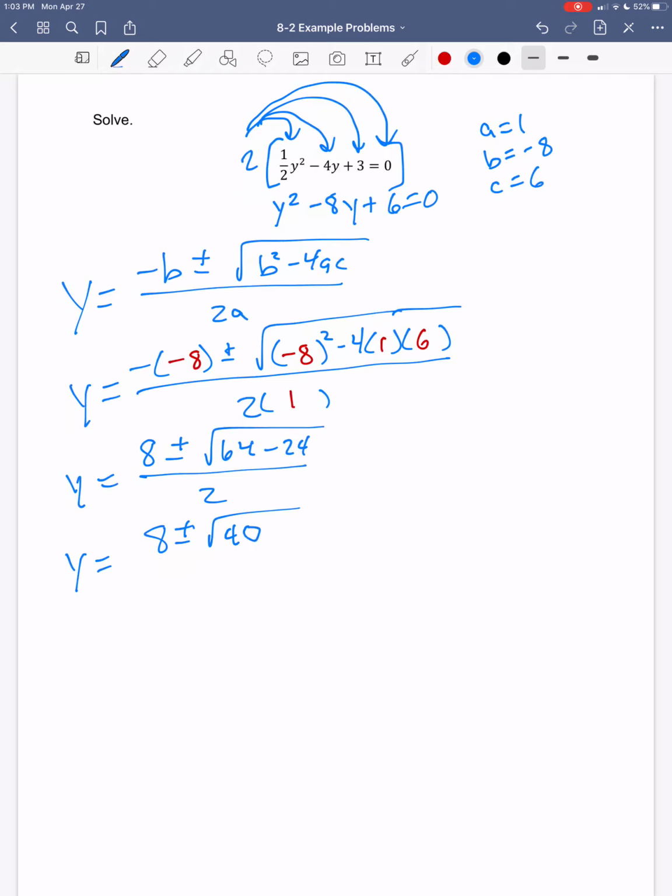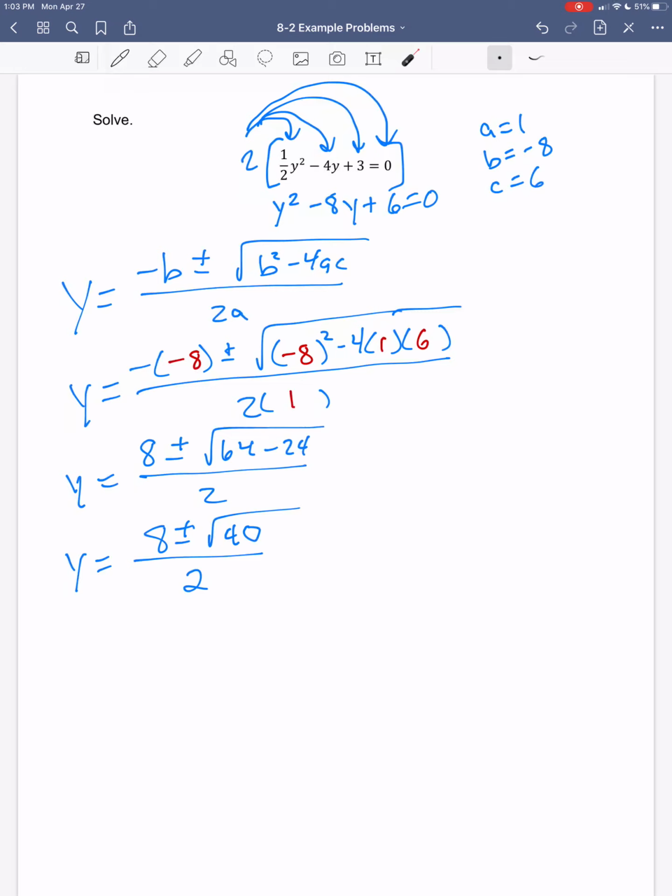A couple things. First of all, I can't cancel anything inside a root with anything outside a root, so I can't cancel the 2 and the 40. Second, you might say, oh, 2 goes into 8. Yes, but 2 is not a factor of the whole numerator. 2 is just a factor of the 8. This plus or minus means 2 would also have to be a factor here, but like I said, that 40 is inside the square root.